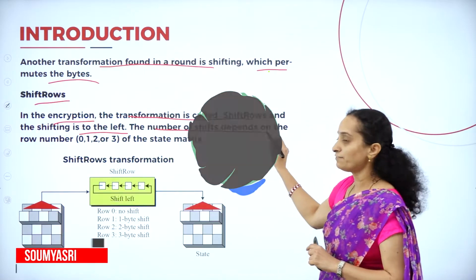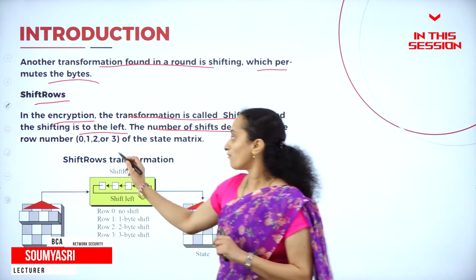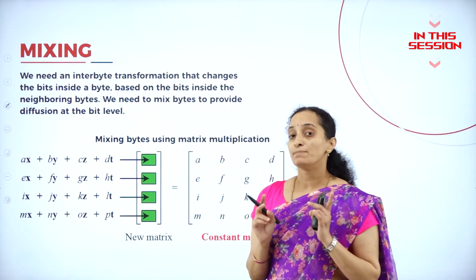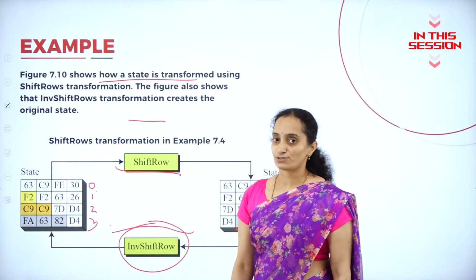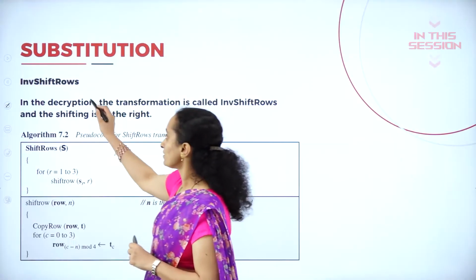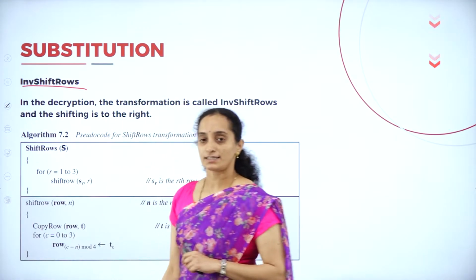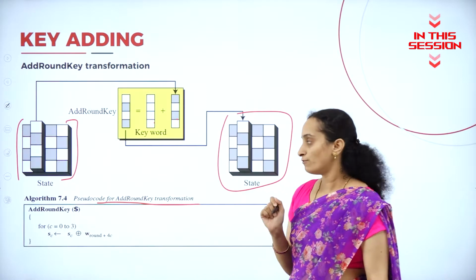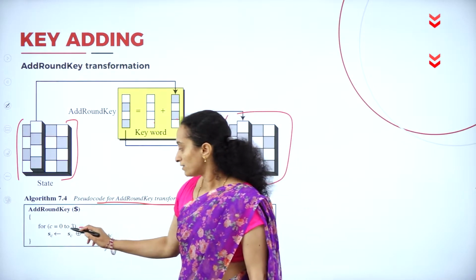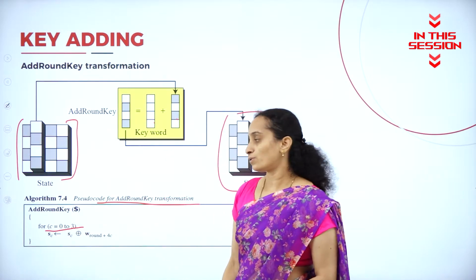The number of shifts depends on the row value or row number. For making the cipher method stronger, the mixing of interbytes performs exactly the reverse of the shift rows by shifting them back, the inverse of the shift rows function, that is InvShiftRows. Here we have the pseudocode for the AddRoundKey transformation. We use the column values 0 to 3.